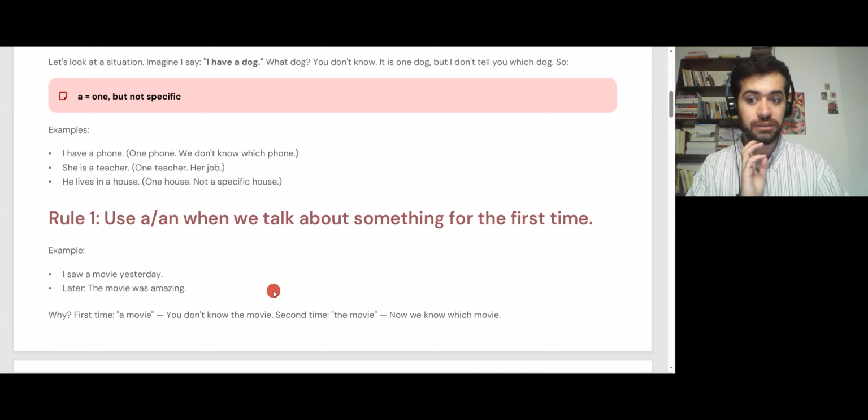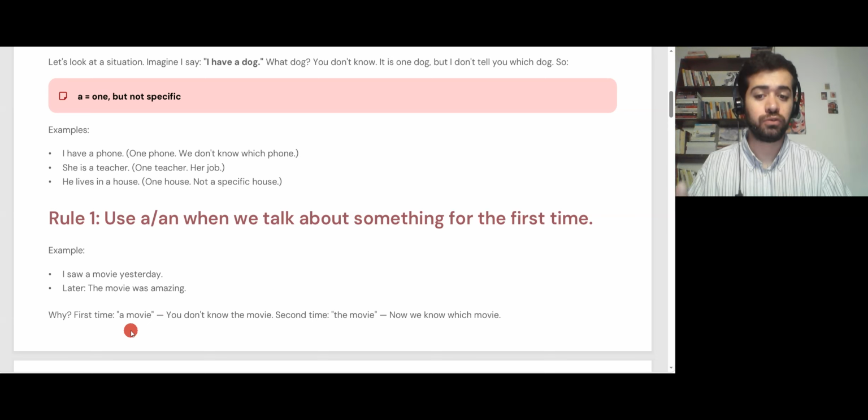But for the second time, later, you say, the movie was amazing. So you learn the second lesson. The is for something specific, something we already know. First time, a movie, you don't know the movie. Second time, the movie. Now we know which movie.